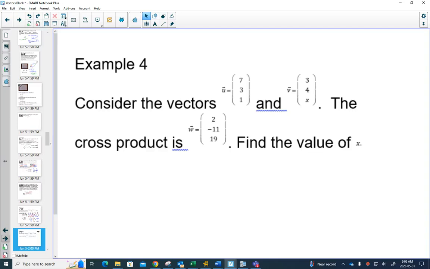Consider these two vectors, and the cross product is W. So that means W is perpendicular to both U and perpendicular to V. Find the value of X. So what I'd like you to do is, on your own, write down the cross product of U and V.